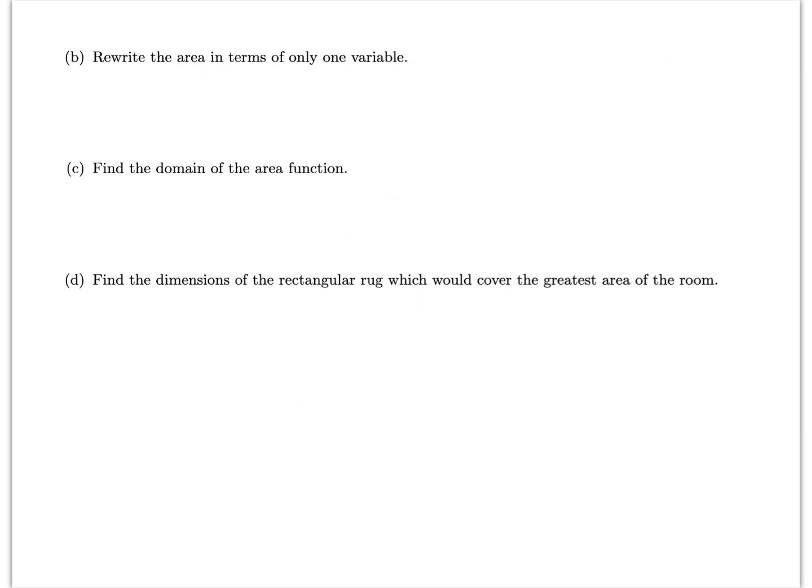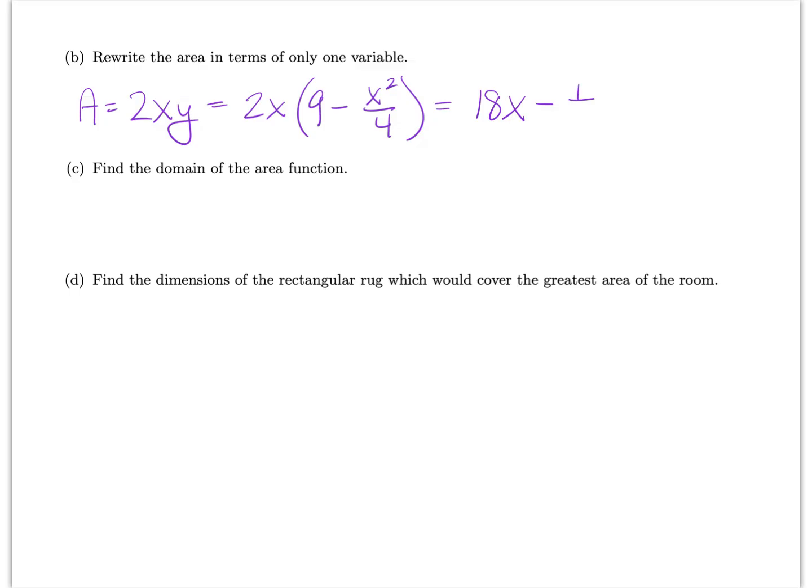Okay, rewrite the area in terms of only one variable. I already have it written as 2xy, and I can rewrite it in terms of one variable because I have a formula for y. It was given in the problem. It was (9 minus x squared) over 4. So this is going to be 2x times (9 minus x squared) over 4. I'm going to multiply that out because my next step, two steps from now, is going to be to take the derivative. So I'm going to distribute that 2x and I get 18x minus 1/2 x cubed.